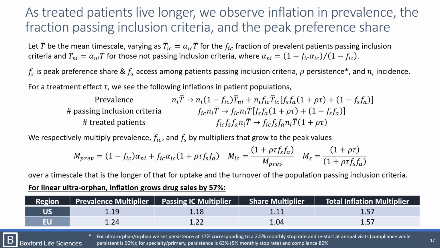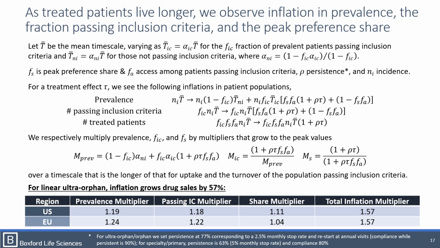The idea is, if you take a quantity like prevalence, before the effect of inflation, it's quite a simple formula: the incidence times the mean time scale of progression among patients. After inflation, you have to account for the fact that patients who pass inclusion criteria, are put on drug, and have persistence end up surviving for longer, and that makes that population larger. We have similar assumptions for the other values to compute peak multipliers for prevalence, the fraction passing inclusion criteria, and peak preference share needed to describe the inflation effect.